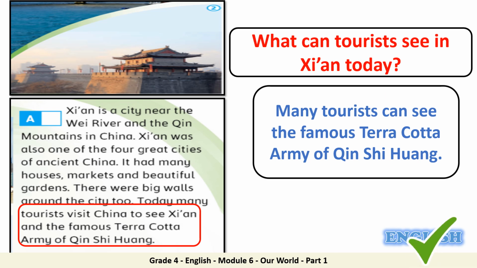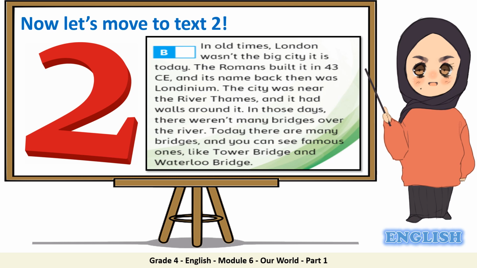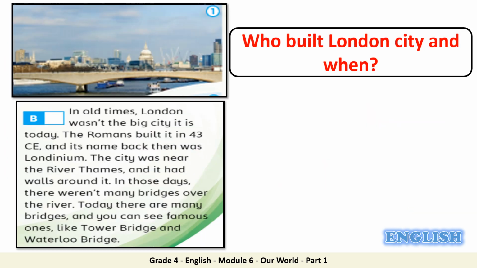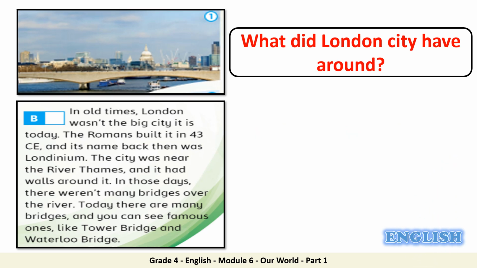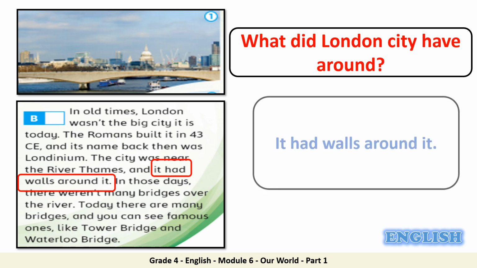Great job, everyone. It's time to move to text number 2. Let's read the question. Who built London City and when? Find your answer in the text. The Romans built it in 43 CE. Good job. Let's move to the other one. What did London City have around? Go back to the text to find the answer. Well done. It had walls around it. Great job, everyone.